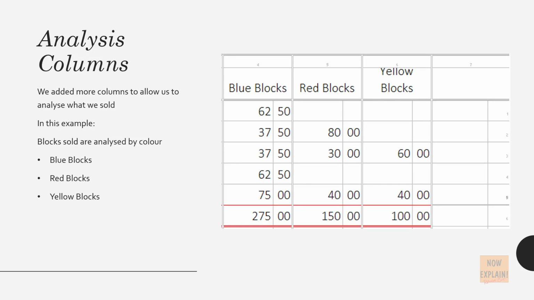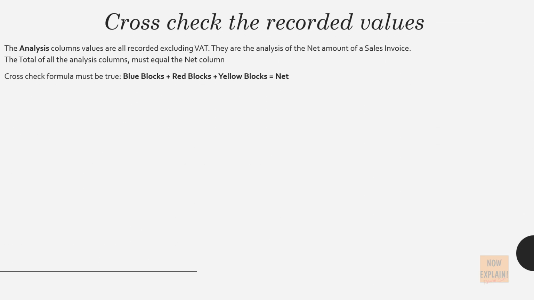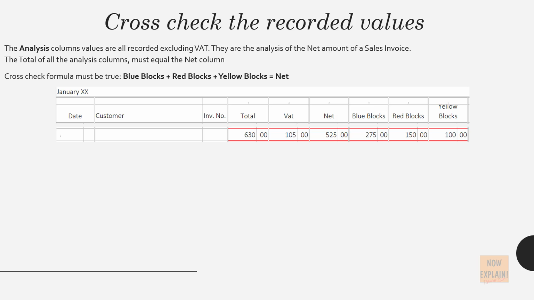Analysis columns. We added more columns to allow us to analyse what we sold. In this example, blocks sold are analysed by colour. Blue blocks, red blocks, yellow blocks. Cross-check the recorded values. The analysis column values are all recorded excluding VAT. They are the analysis of the net amount of a sales invoice. The total of all the analysis columns must equal the net column.